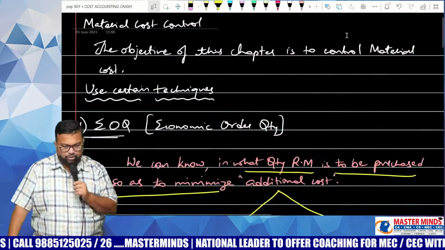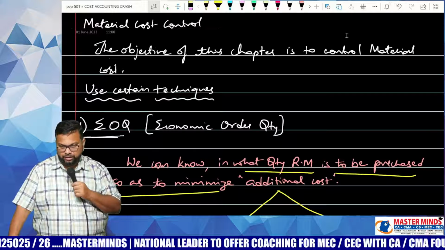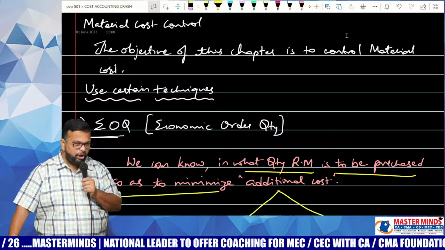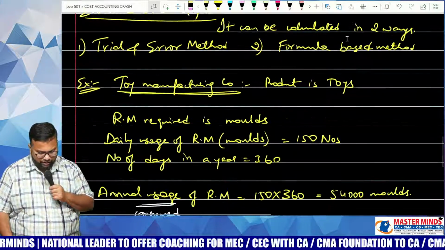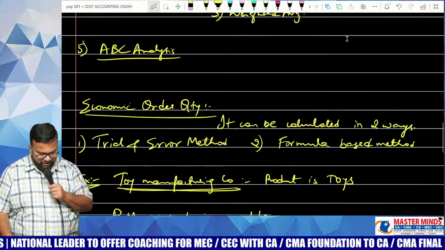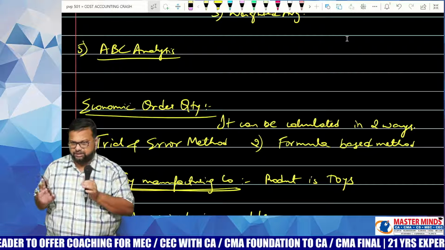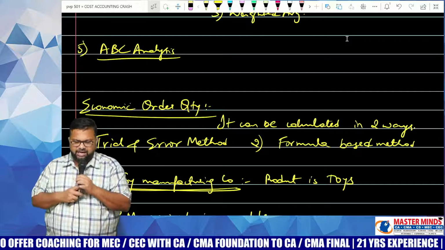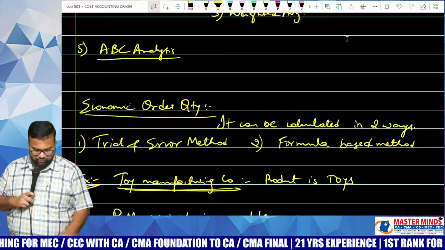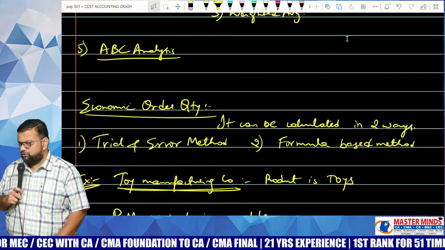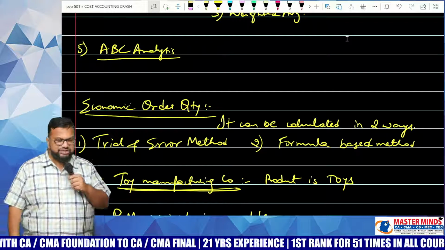Now, how to calculate EOQ, economic order quantity? Basically, there are three ways of calculating it: the trial and error method, the formula based method, and the graphical explanation. We can prepare a graph only when the entire data is available with us. So these are the two methods on which we will focus: the trial and error method and the formula based method. Let us first start with the trial and error method.